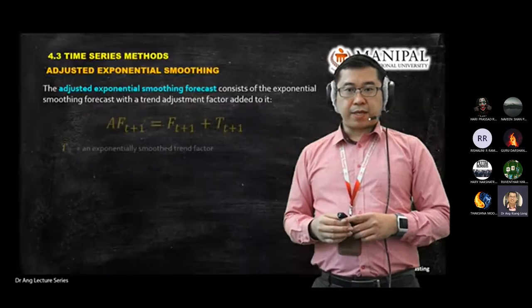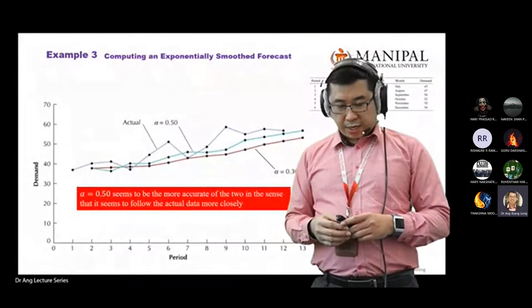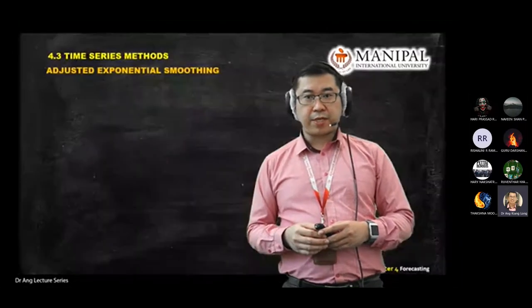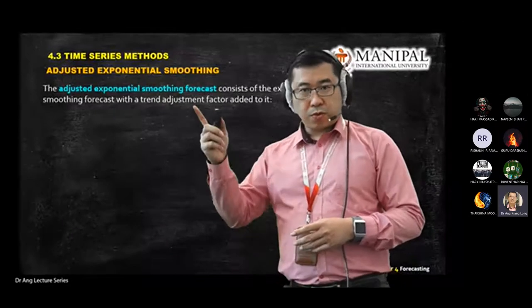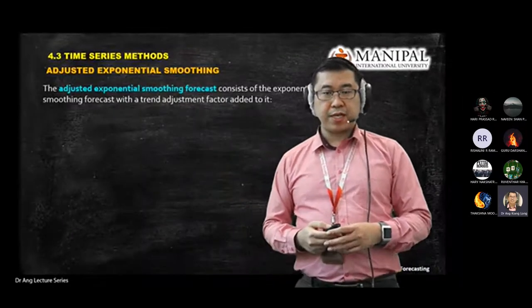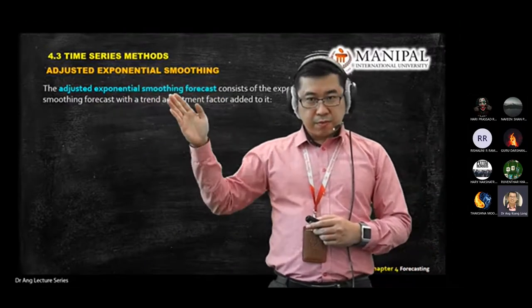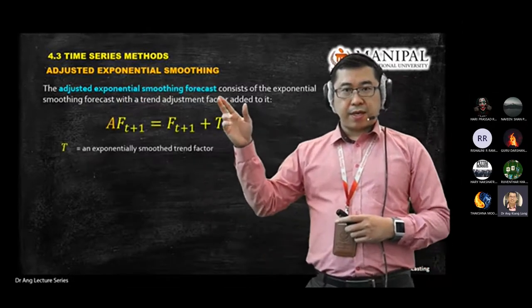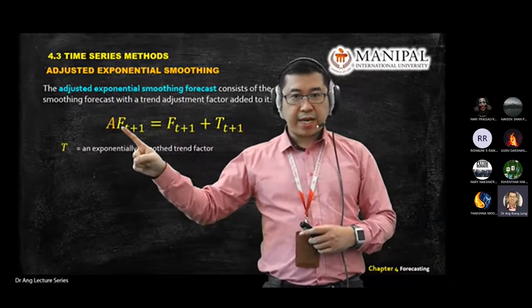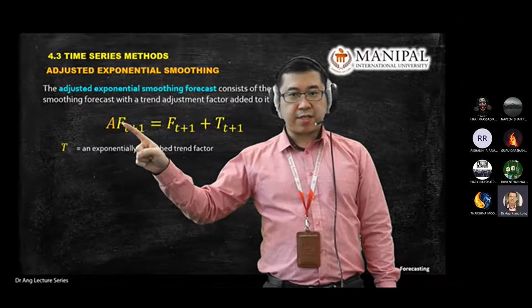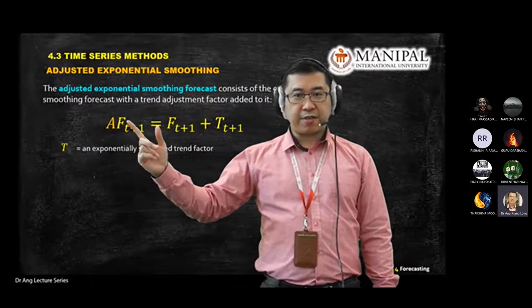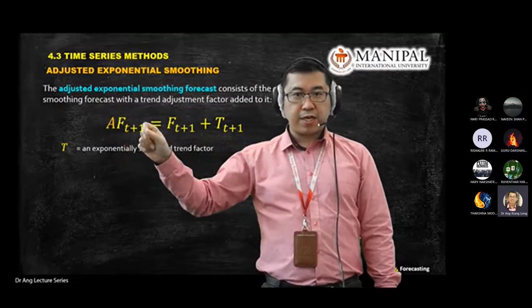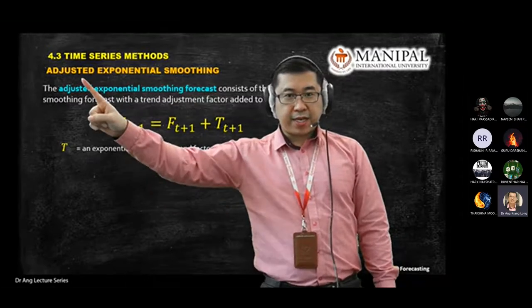Okay, previously we stopped here. Start with this chart, and later on we will continue to use 0.5 for our analysis. So we also cover adjusted exponential smoothing. So today we look at adjusted exponential smoothing. In adjusted exponential smoothing, you use AF. This is just a notation, A doesn't mean anything, F doesn't mean anything. Because this method is adjusted exponential smoothing, that's why we put A to represent adjusted.